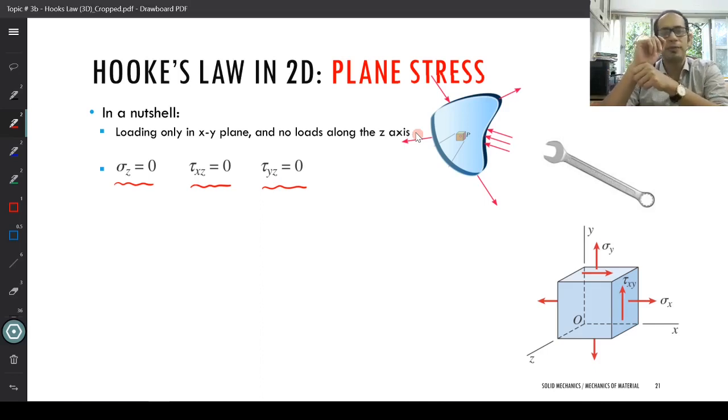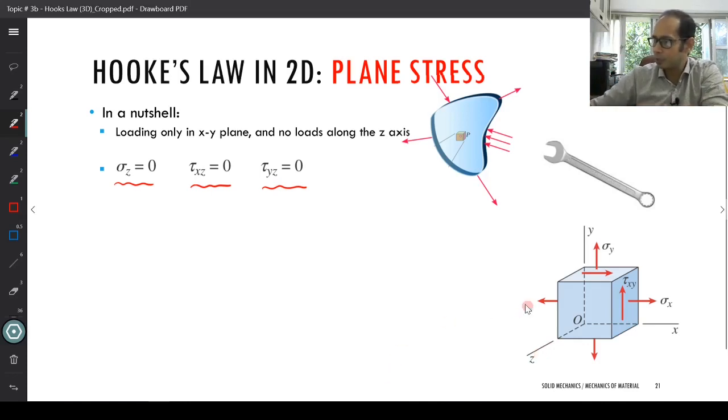So for the generalized state of stress, remember that small element that we were looking at which had the stresses along all the directions, now if you impose this condition, it becomes like this. I have my sigma x, I have my sigma y, I have my tau xy, but along the z direction, this is my z direction, I do not have a sigma z, I do not have a tau xz, I do not have a tau yz as well. So the generalized formulation that we looked at, how does that change now? Let's go and take a look at that.